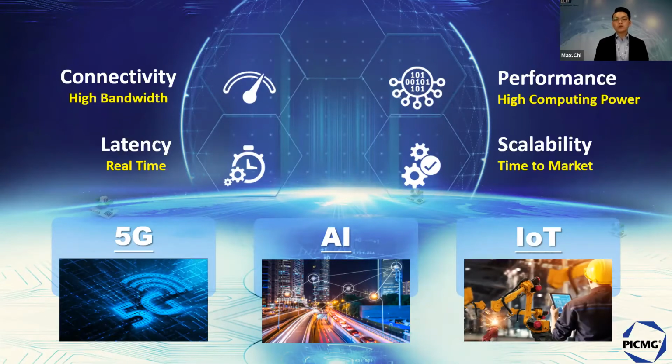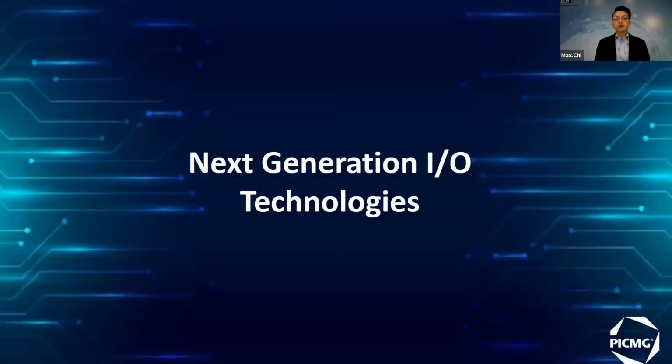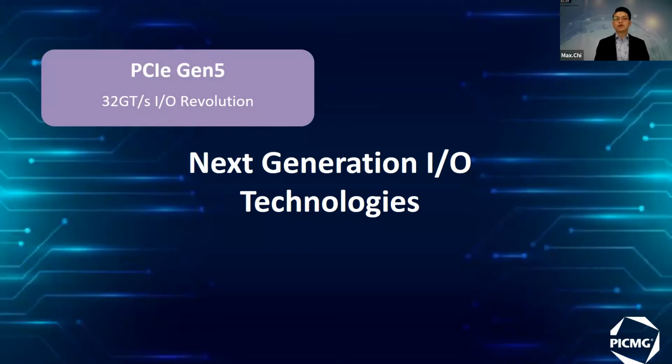So with those requirements, it shows us that all the vertical markets can be impacted, and the equipment of each market needs to be upgraded in order to meet the requirements of edge computing. So we have mentioned new technologies are coming, right? So what are they? First, PCI Express Gen 5.